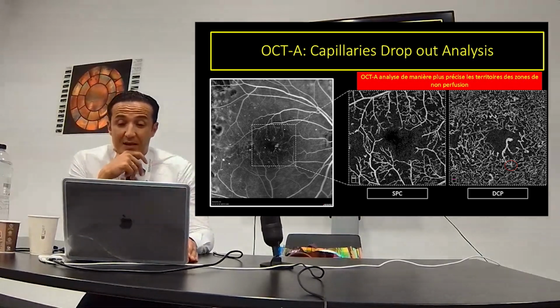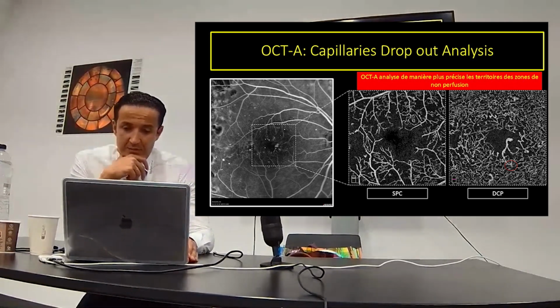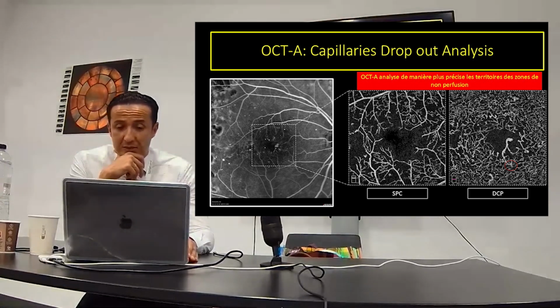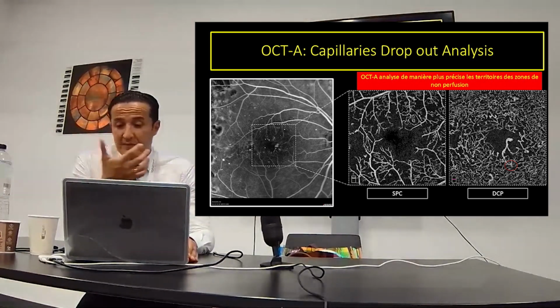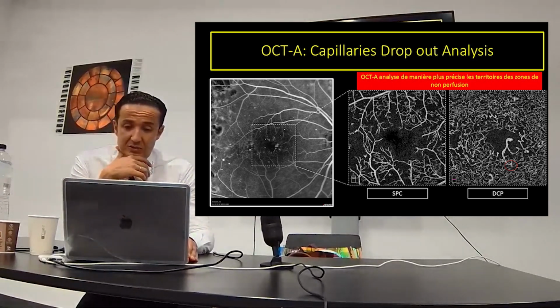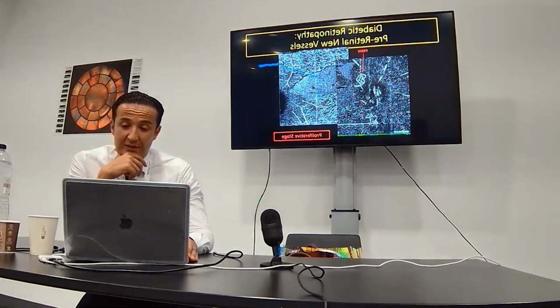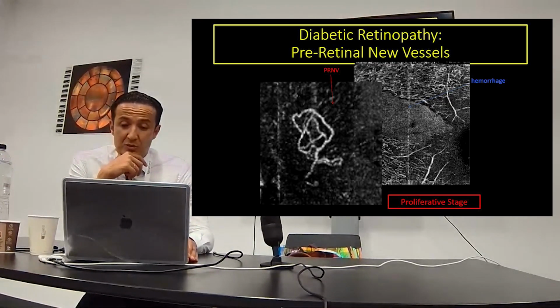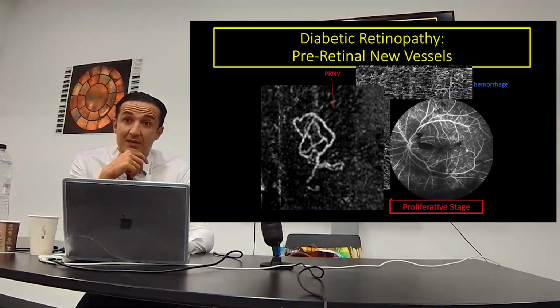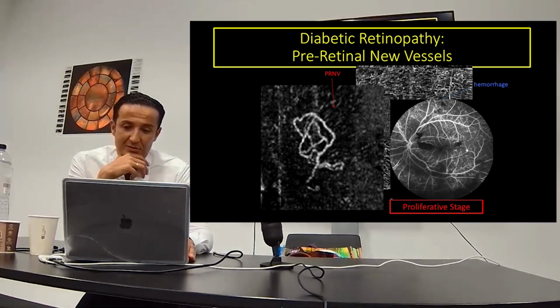OCTA in diabetic retinopathy, you can identify the capillary dropout, especially in the superficial plexus, the microaneurysm in the deep plexus, and we would like to follow the area of this capillary dropout in OCT angiography, and to check the presence or not of pre-retinal CNV, like in this case, on OCT angiography, whereas in fluorescein angiography, the leakage was masked by the subretinal hemorrhage due to the motion of the hemorrhage.